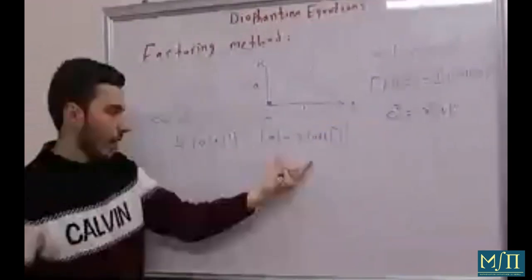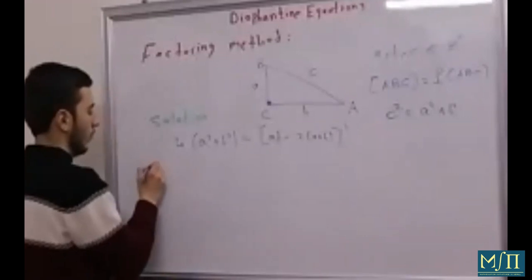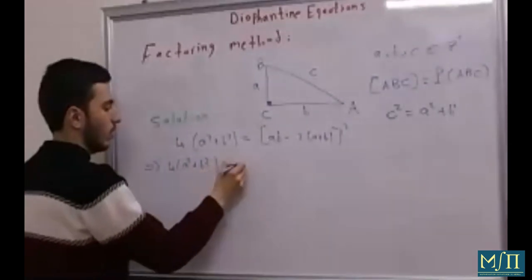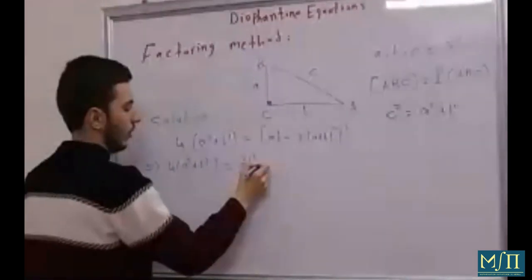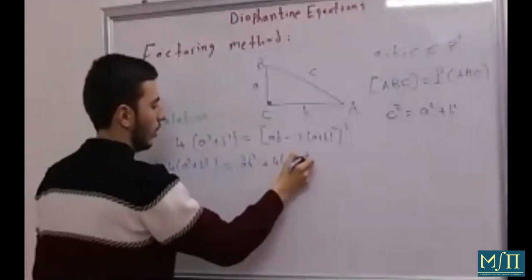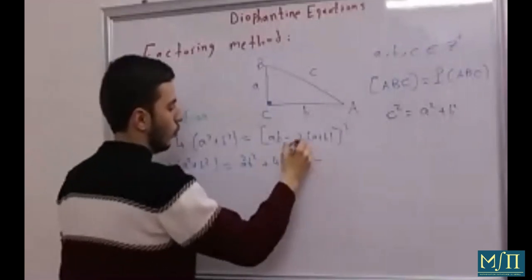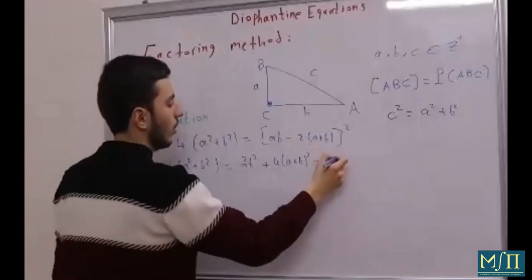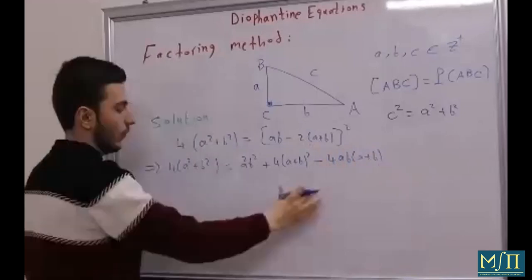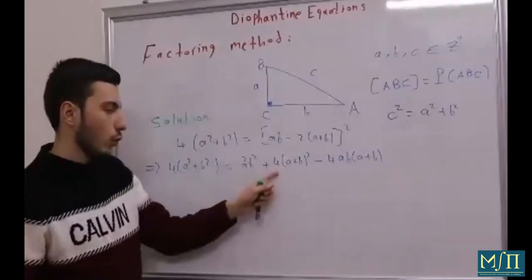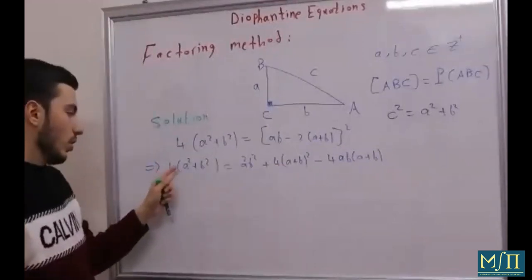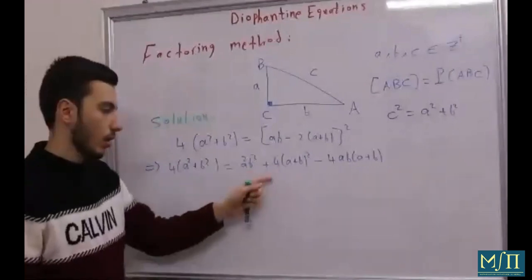Okay, so let's expand the right-hand side. So that's the same as 4 times (A squared plus B squared) equals (AB) squared plus 4 times (A plus B) squared, right? Minus 2 times 2, 4 times AB times (A plus B). Okay, now notice that here we have 4 times (A squared plus B squared), and here we have 4 times (A squared plus B squared). So we can cancel this on the 2 sides.